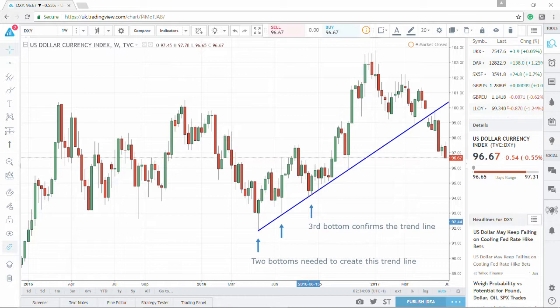4. These levels are subjective, meaning not every trader sees the same trend lines and therefore they may draw different ones to the next trader. And 5. These levels on higher time frames are more valid than those on lower time frames.